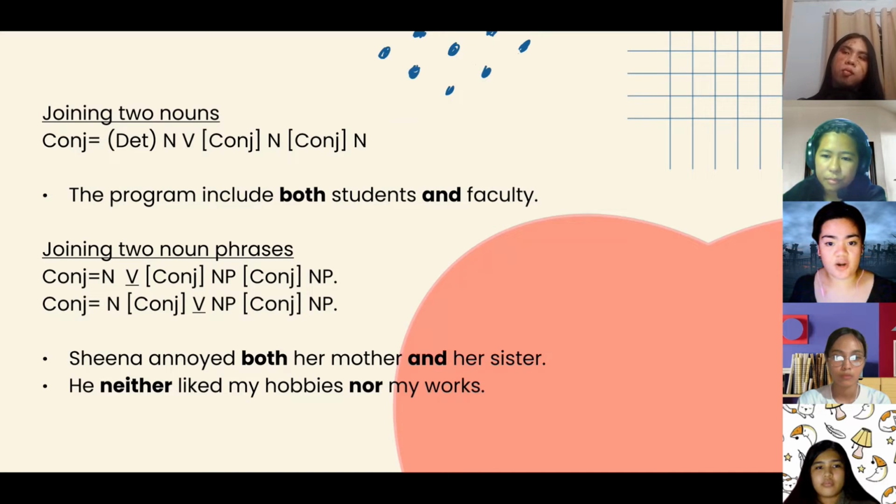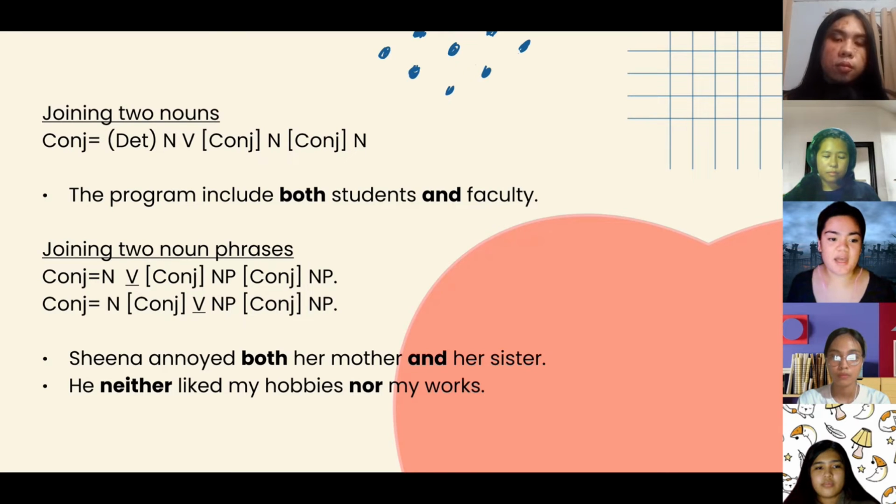The students and faculty are joined by the correlative conjunctions "both" and "and," in which they are in the medial and penultimate position. And in the next one, in joining two noun phrases, this would be the syntactic environment. We have the noun first and the verb, and the conjunction, which could be interchanged, the first noun phrase, the second conjunction, and the second noun phrase. It could be seen in the examples below. Sheena annoyed both her mother and her sister. He neither liked my hobbies nor my work. In this example, it shows two negative options: the "neither" and the "nor."